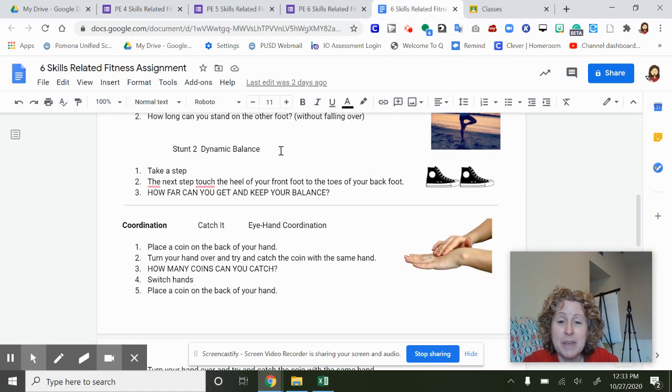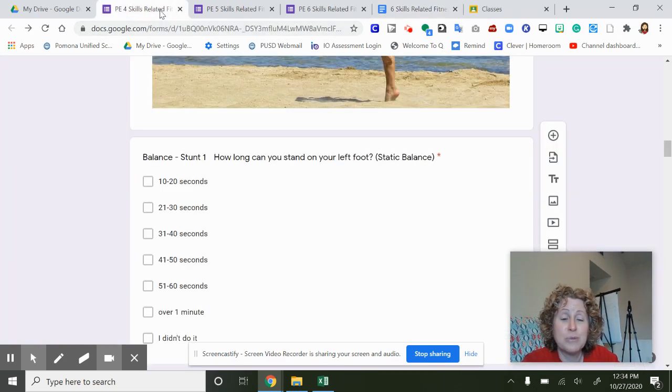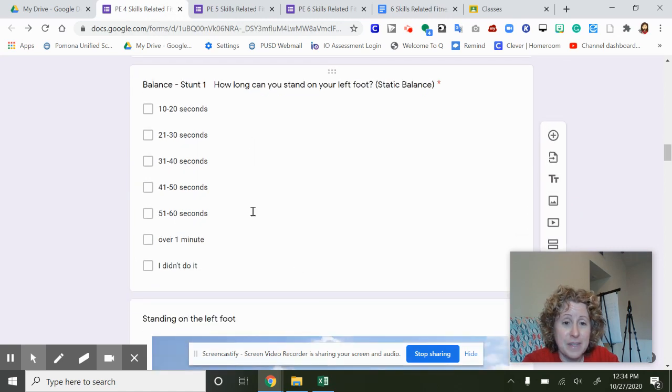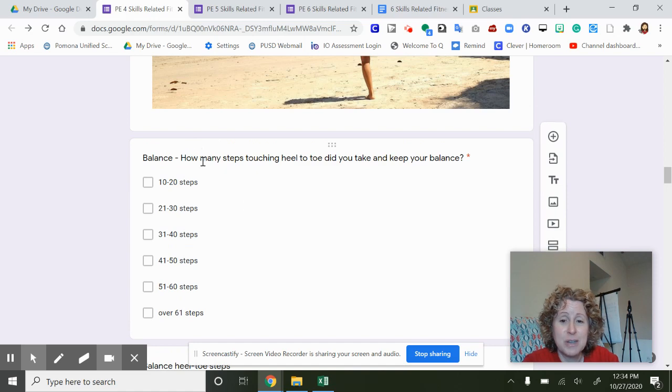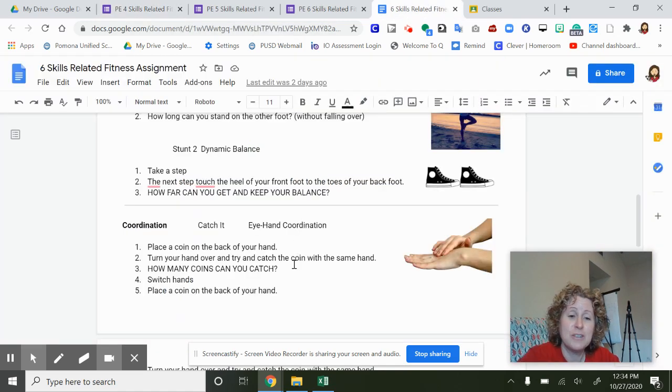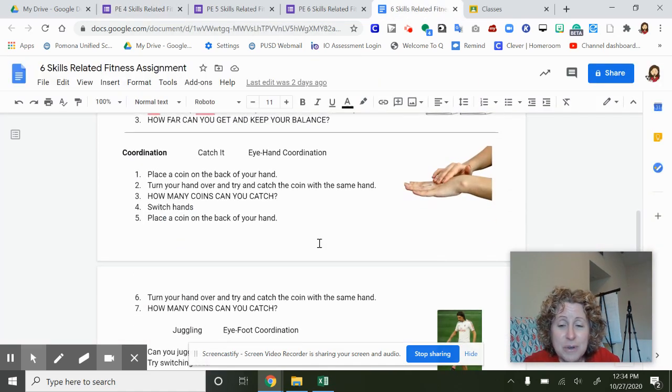Then you do the dynamic balance, and that is where you stand in your shoes. They have one shoe, heel to toe, then heel to toe, heel to toe, heel to toe. How long can you go? How far can you go and keep your balance? And then you go back to the Google form, and you tell me how many steps you did right here.